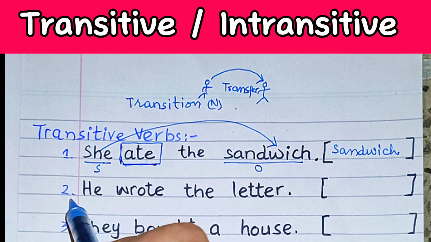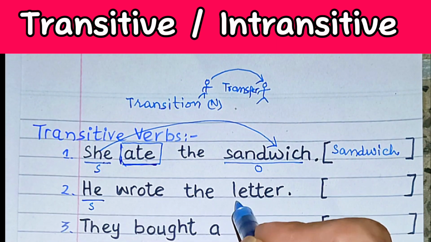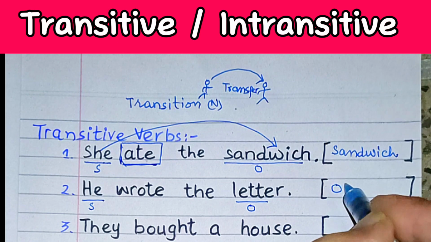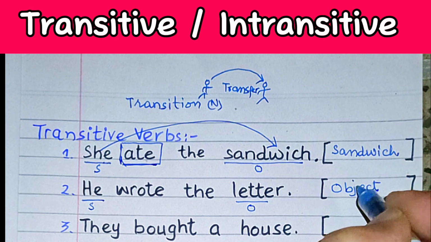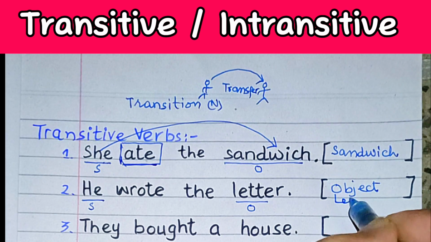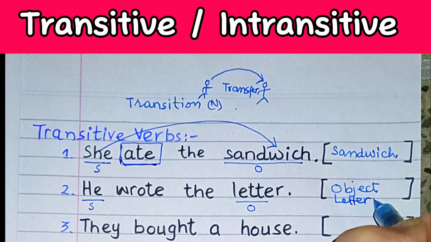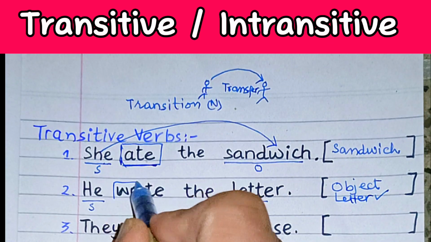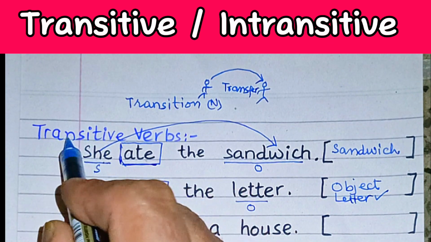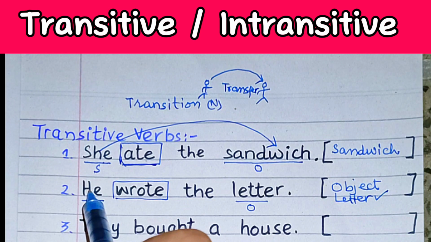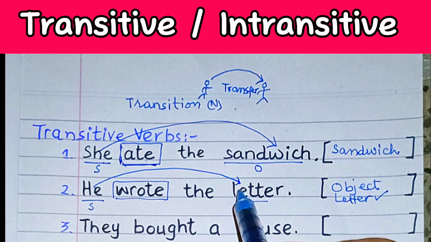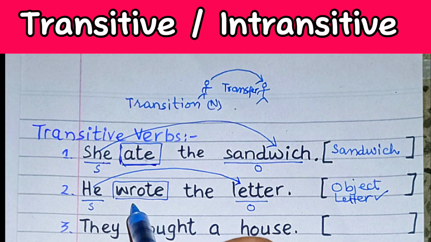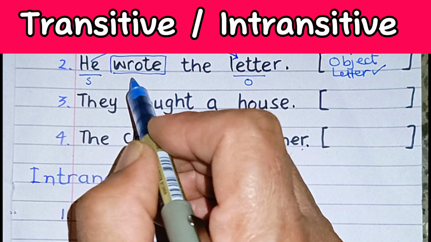Now look at example number 2. He is the subject, letter is the object. So we'll write over here that this is the object of this particular sentence. Now this verb wrote is to be called a transitive verb. Why? Because the action from the doer or the subject is getting transferred to the object with the help of this verb, that is wrote. So this is another example of transitive verbs.